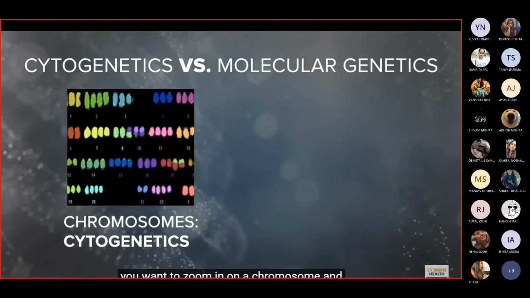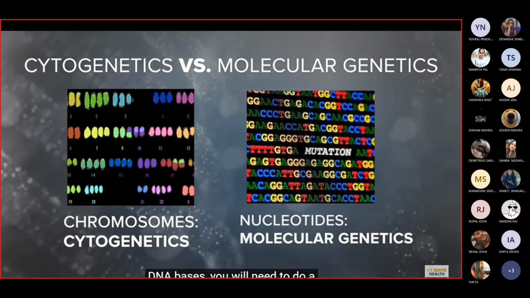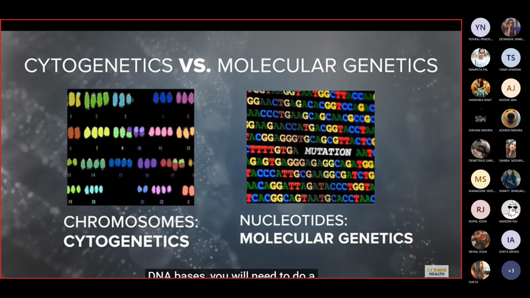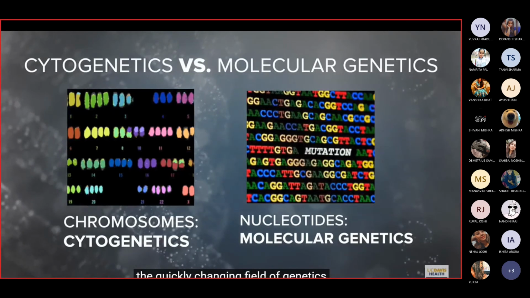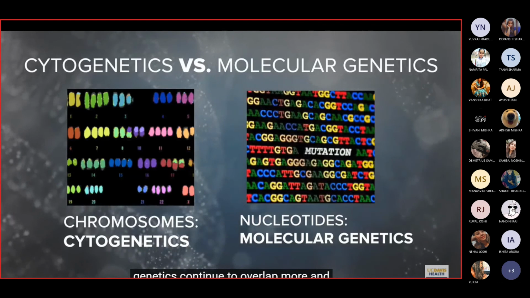If you want to zoom in on a chromosome and take a closer look at the sequence of DNA bases, you will need to do a molecular genetic analysis. However, in the quickly changing field of genetics and genomics, cytogenetics and molecular genetics continue to overlap more and more.